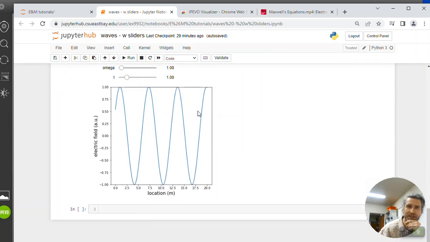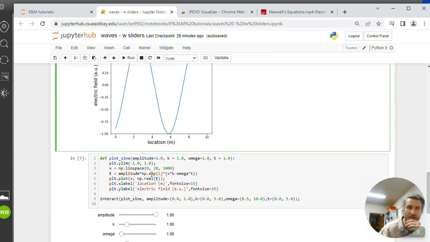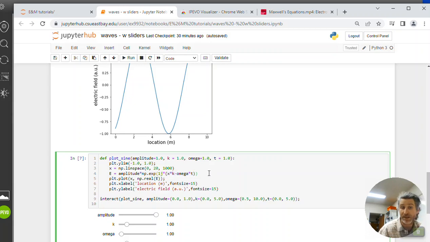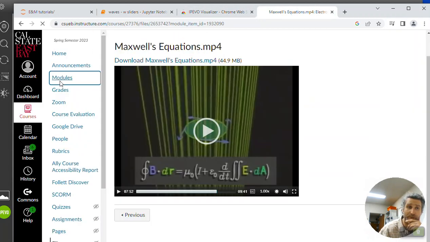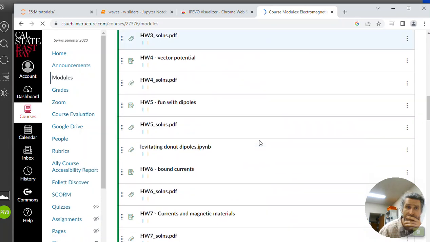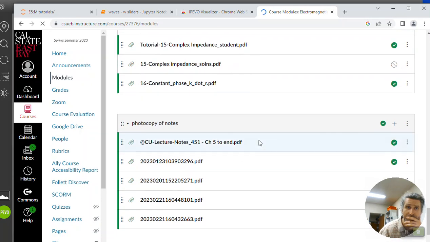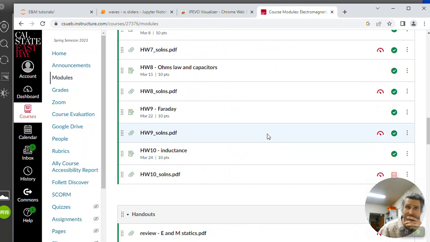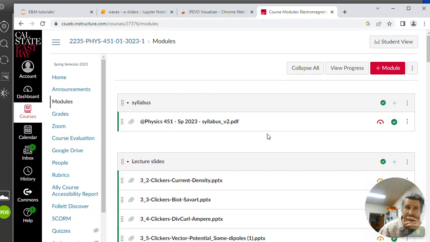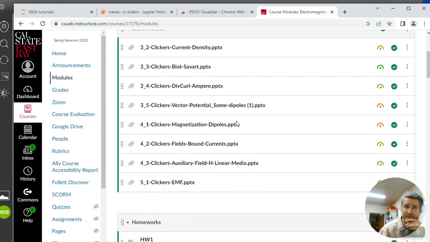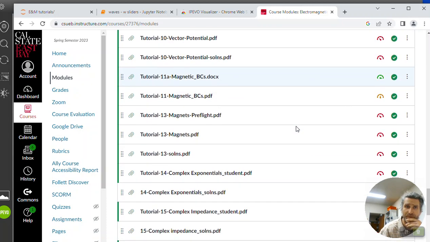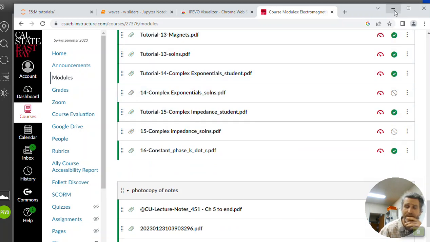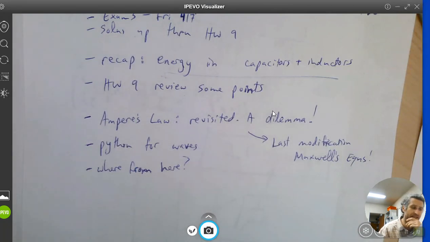I also put it in exponential format, this complex exponential, because I thought that might be helpful. So please check that out. That'll be under the supplemental materials. Where would I put this? I'm going to make a separate section called Python. Actually, we'll put it into tutorials. So I'll put it in there as a tutorial. Okay, good.